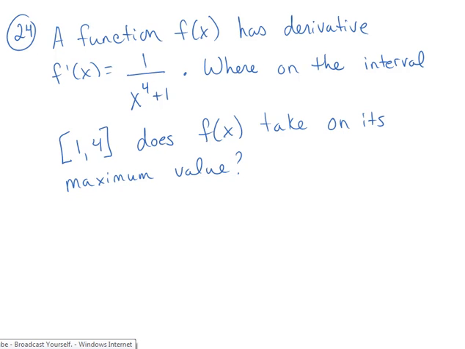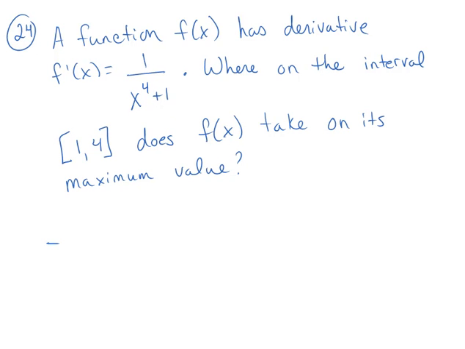Okay, this is number 24 on the review. It says a function f of x has a derivative of f prime of x equals 1 over x to the fourth plus 1. Ask where on the interval from 1 to 4 does f of x take on its maximum value. Now, normally, in order to find maximum minimums, you would take the derivative and set it equal to 0 or find where it doesn't exist.